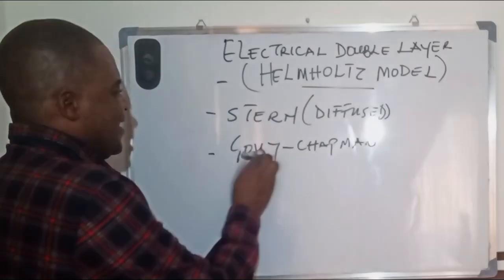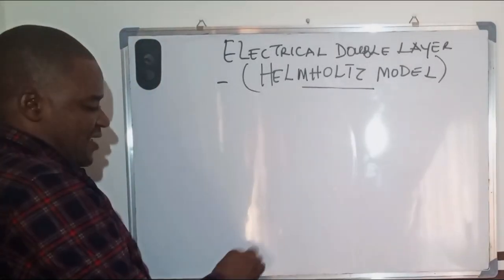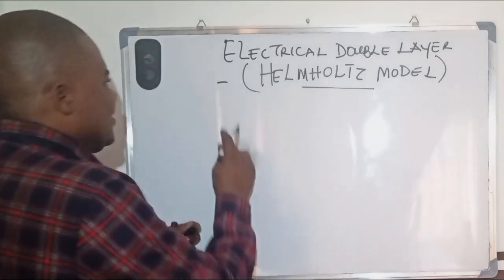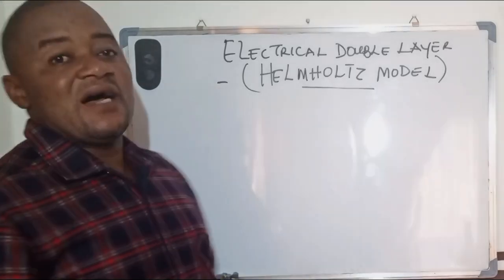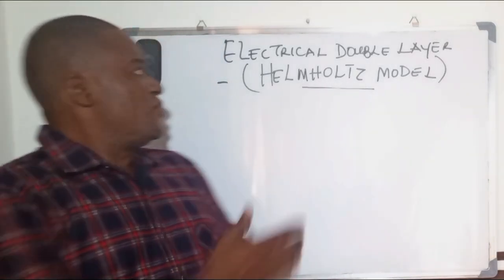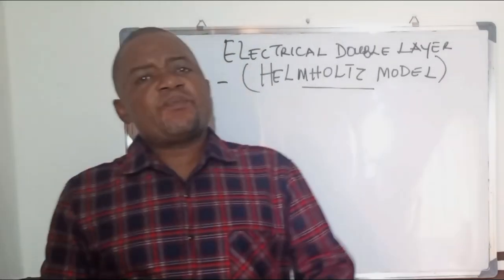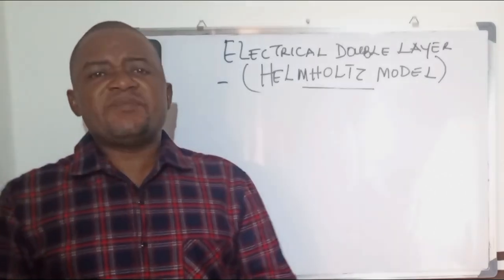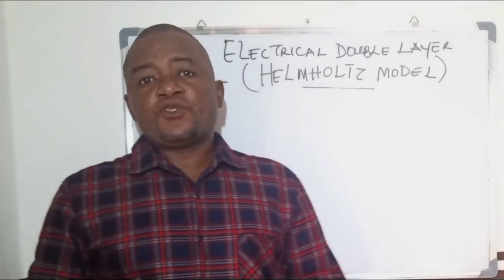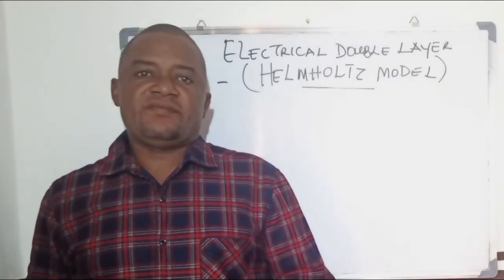Before we go ahead to talk about the Helmholtz layer, let us put down a diagram that will help us. Conventionally, if you have a particular part of your double layer, it can possibly be a solid, a liquid, or even a gaseous molecule that is being adsorbed on another type of layer, which usually is a liquid.